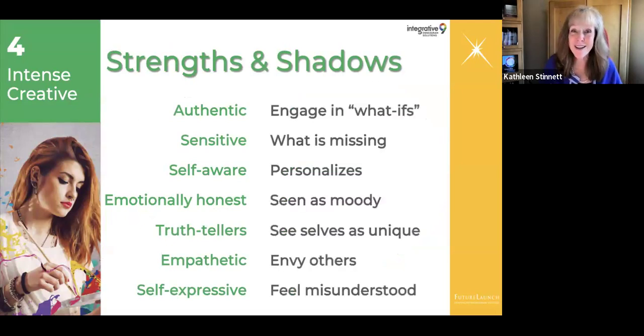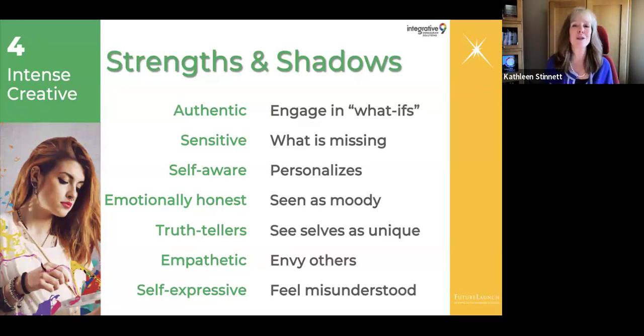The shadow side of the 4 is that they do tend to experience their emotions intensely. Now, not all 4s are the same here. And so we'll talk a little bit later about instincts, because our self-preservation 4s will tend to be a little sunnier and happier than some of our other type 4s.